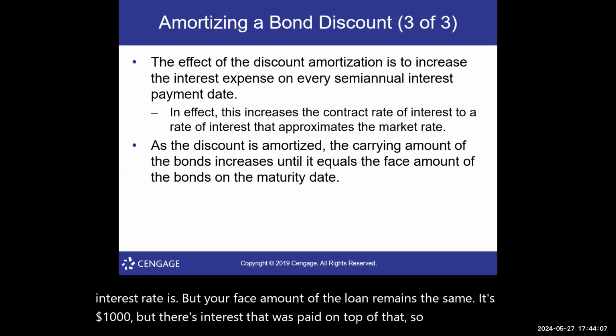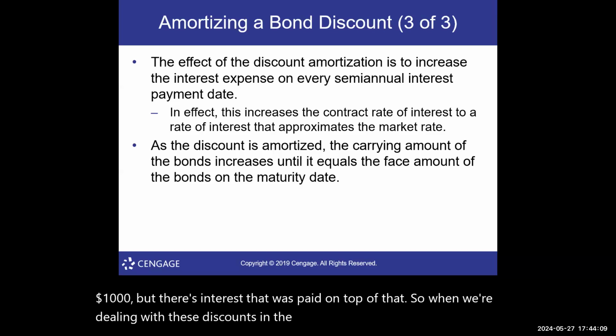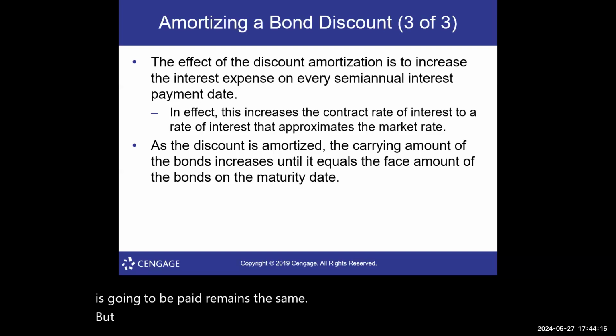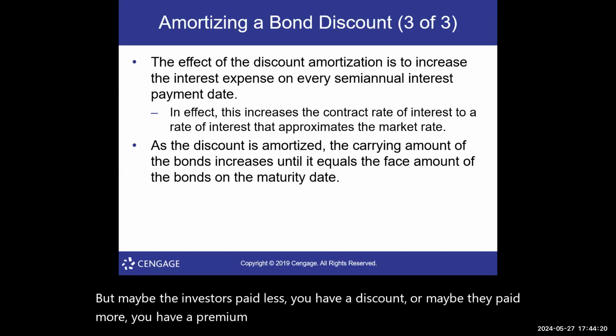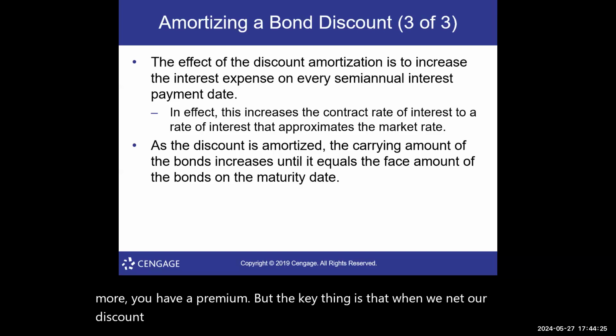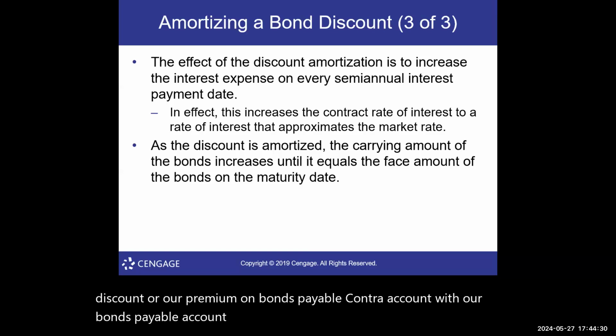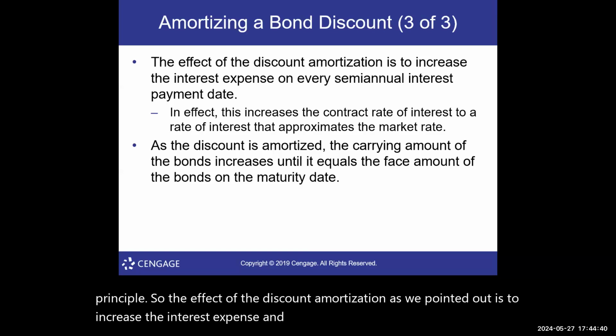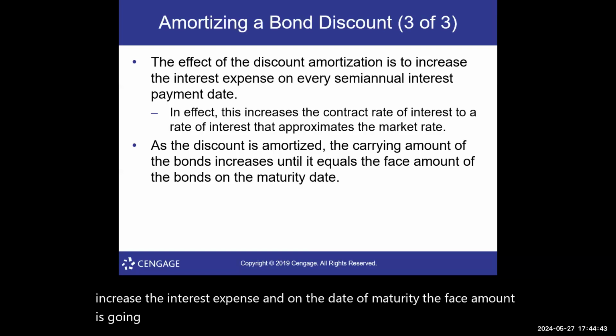So when we're dealing with discounts and bond premiums, the face amount that is going to be paid remains the same, but maybe the investors paid less, so you have a discount, or maybe they paid more, so you have a premium. But the key thing is that when we net our discount or our premium, the contra account, with our bonds payable account, the face amount at maturity must total the principal. So the effect of the discount amortization, as we pointed out, is to increase the interest expense, and on the date of maturity, the face amount is going to be equal to the principal.